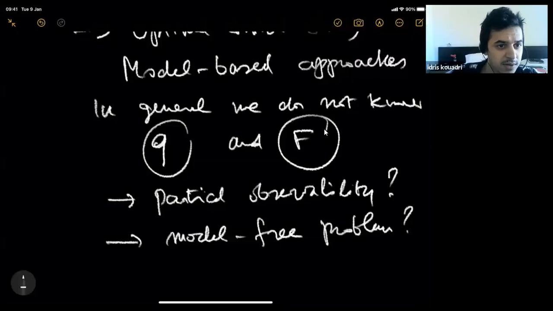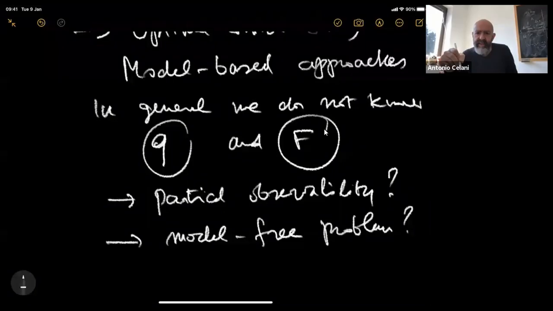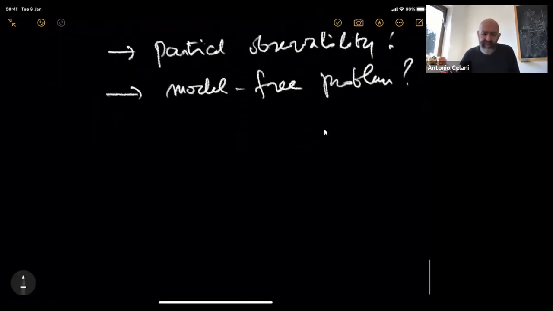So do you have any specific questions about this cart-pole system, or do you think that this outlines enough the kind of problem? Okay? The third example that I want to discuss with you is the problem of a cleaning robot.